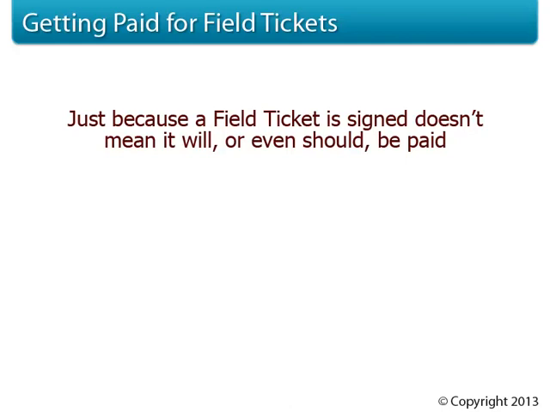Just because a field ticket is signed doesn't mean it will or even should be paid. When the general contractor superintendent signs a field ticket, what he's doing is verifying the time, materials, and equipment identified by the field tag were in fact used for the task described. They are not accepting financial responsibility. The reason for this is because financial responsibility is not always easy to determine. We need superintendents to sign the tags in an expedient manner, and that's what field tags are for.